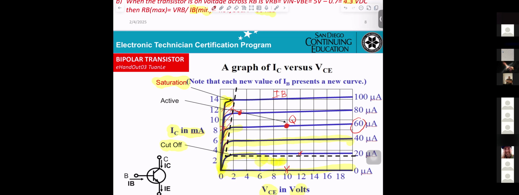And also they're telling you NPN or PNP transistors are controlled by current. NPN or PNP, current controlled device.